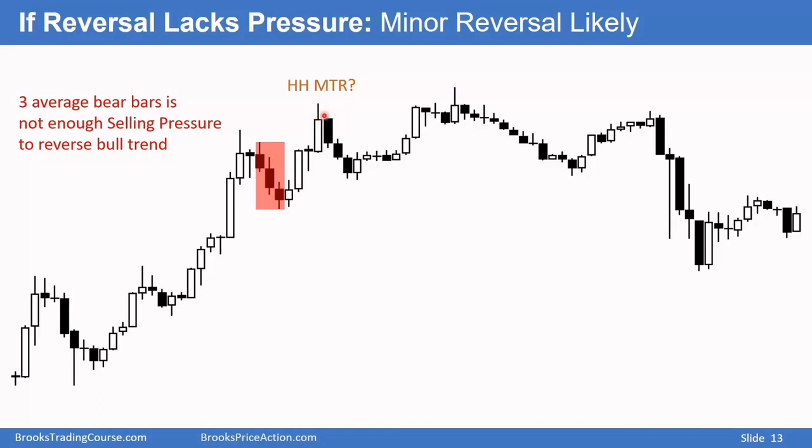Is this a higher high major trend reversal? This is probably not enough selling pressure. The bull trend probably will have to transition into a trading range. And during the trading range, the bears can accumulate a lot of bear bars. After that, they have a chance at a major trend reversal.